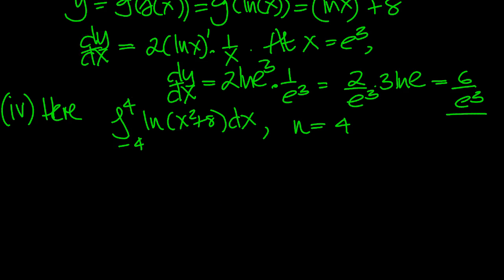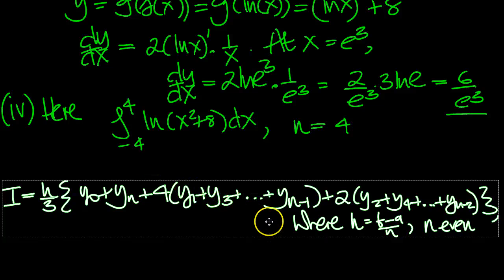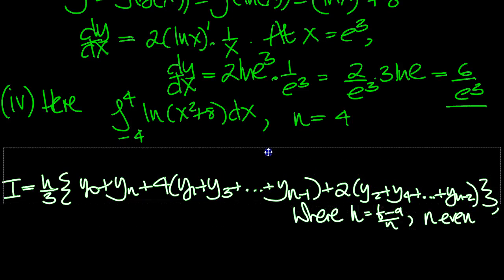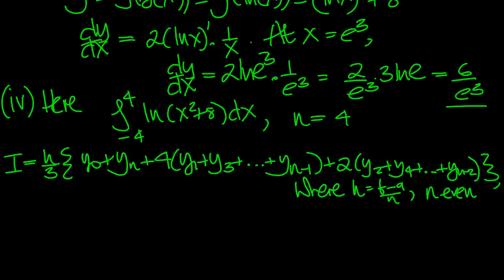But let's get the formula first. I've cut and pasted it from the formula booklet. Here it is, so I'm going to put that just in place here. Now we've got how many ordinates? N is 4, so let's put that in here. This is just the formula for Simpson's rule in general, but now we know that n is 4.